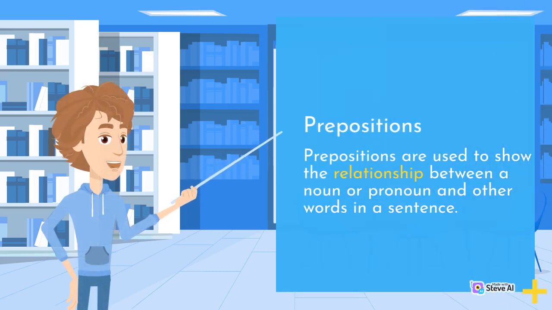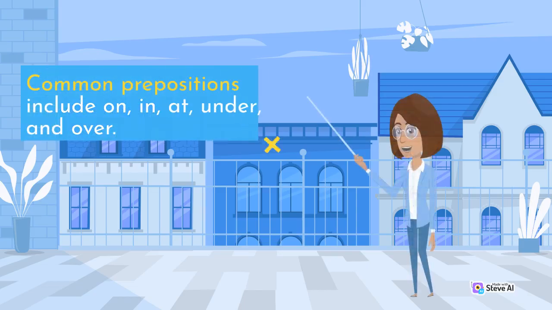Prepositions. Prepositions are used to show the relationship between a noun or pronoun and other words in a sentence. Common prepositions include on, in, at, under, and over.